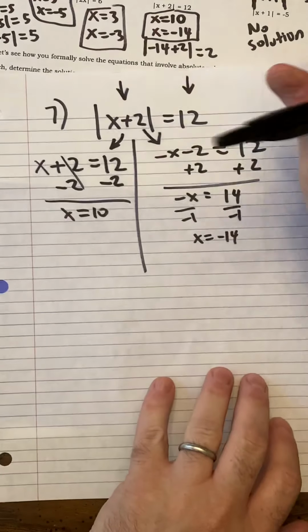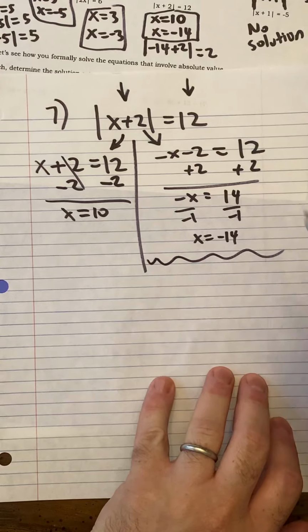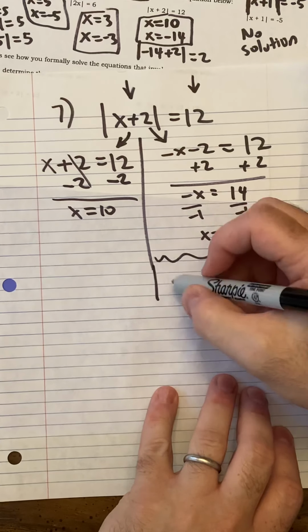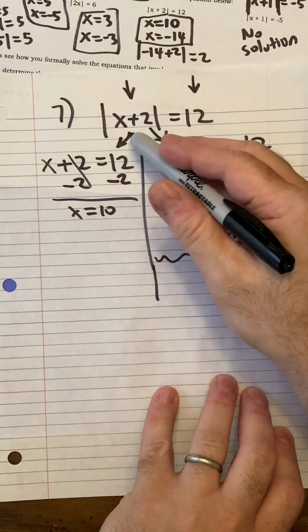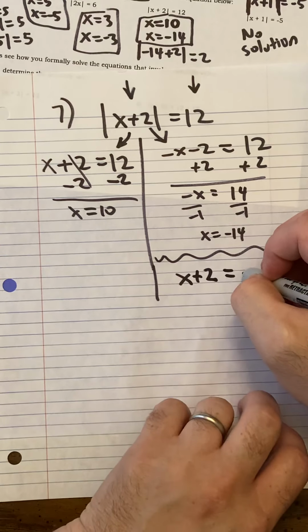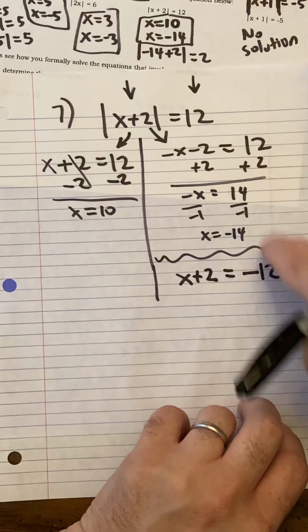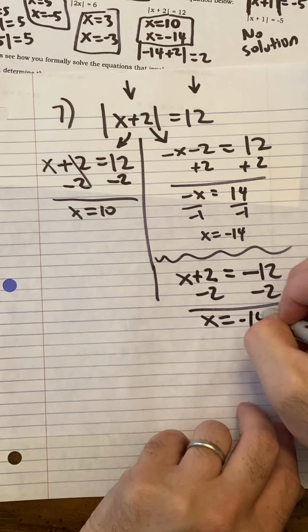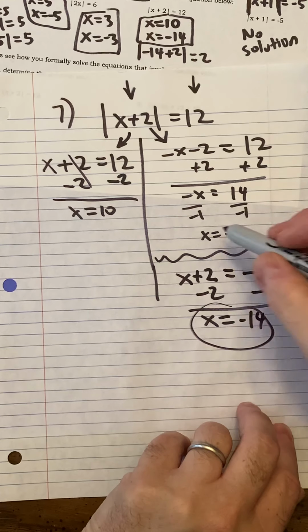Now, some of you might ask, what would have happened if I just made this side the opposite? It will work, and I'll do it now so you can see. If we take this equation, leave this side alone, but change this side to the opposite number, and then subtract 2 from both sides, you're also going to get the same answer.